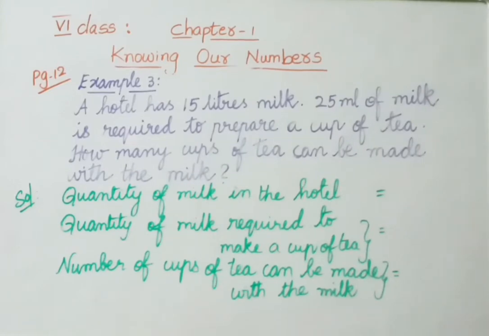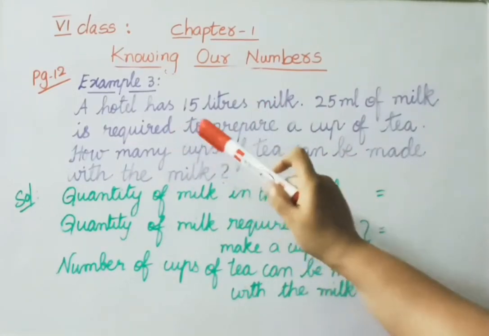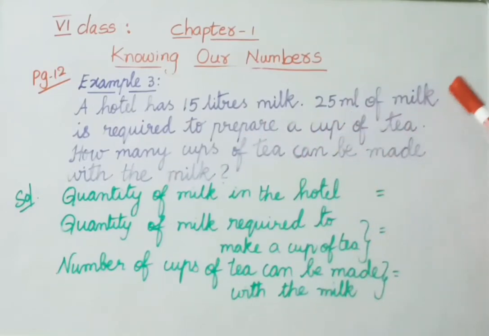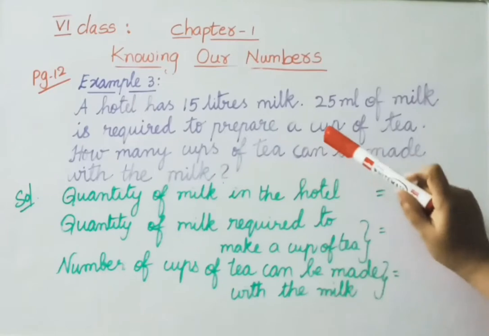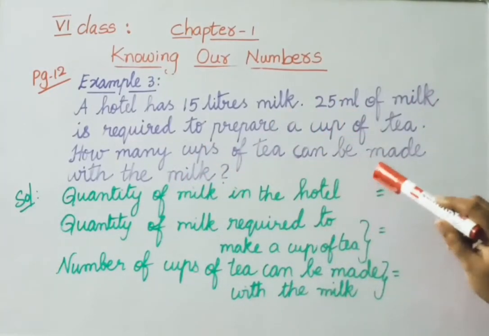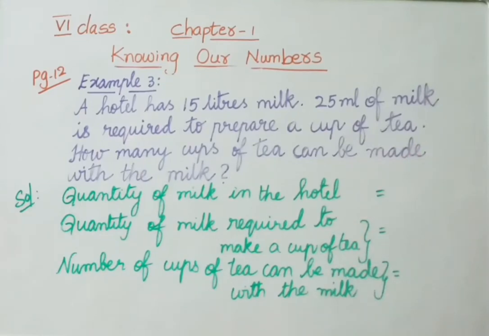See now example 3. A hotel has 15 liters of milk. 25 ml of milk is required to prepare a cup of tea. How many cups of tea can be made with the milk? So what was the question here? A hotel has only 15 liters of milk, and to make a cup of tea they use 25 ml of milk. So how many cups of tea can be made from 15 liters of milk? Let us find that.